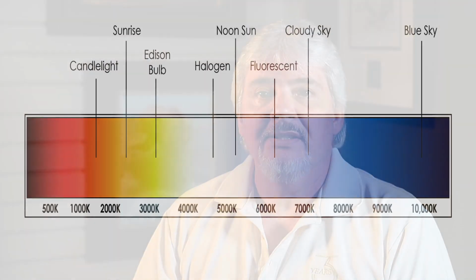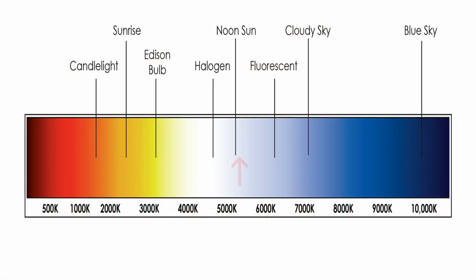So let's bring up a chart to show the difference between the lights. You can see here the 5500 degree is very blue. Well, that is actually simulating midday light in its perfect color rendition.